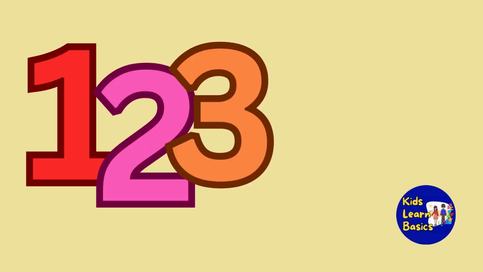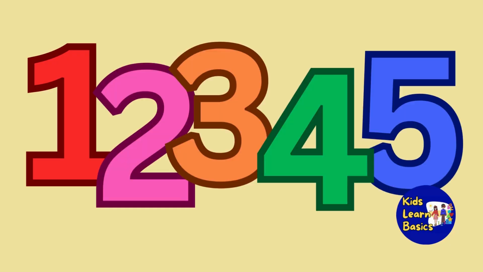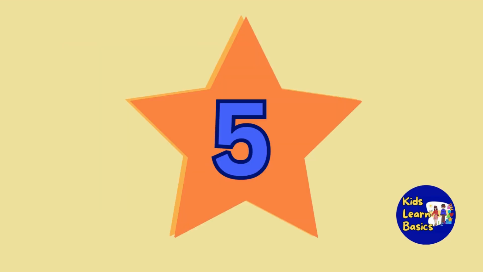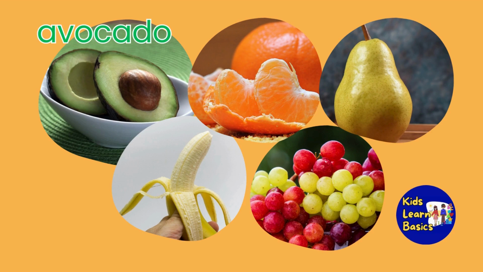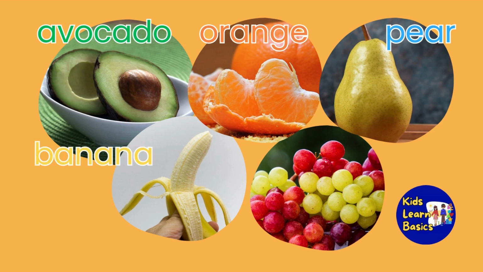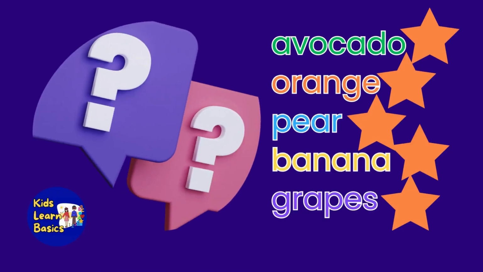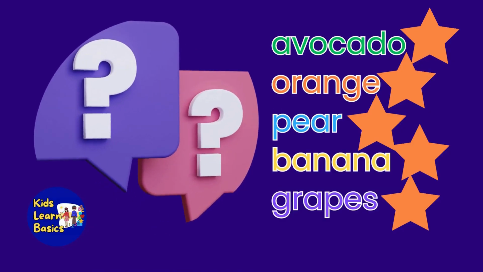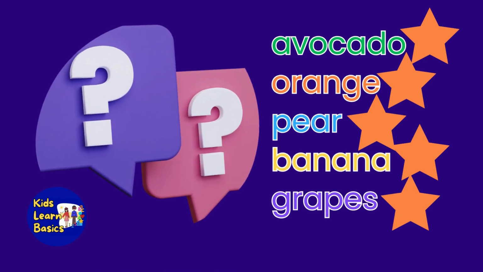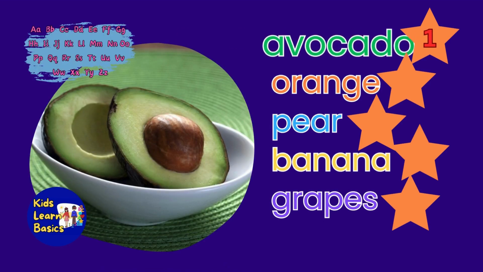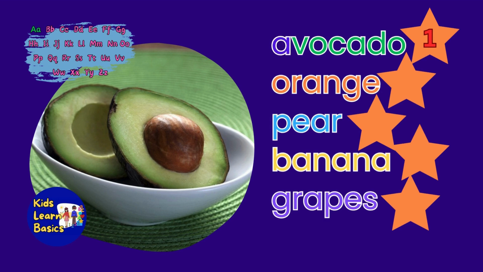This time, let's try to do a few arrangements of the words in alphabetical order. Let's number them from 1 to 5. Tell me what number should we put inside the star, okay? We have avocado, orange, pear, banana, grapes. Which fruit will be the first? Avocado. Yes, A is for avocado.